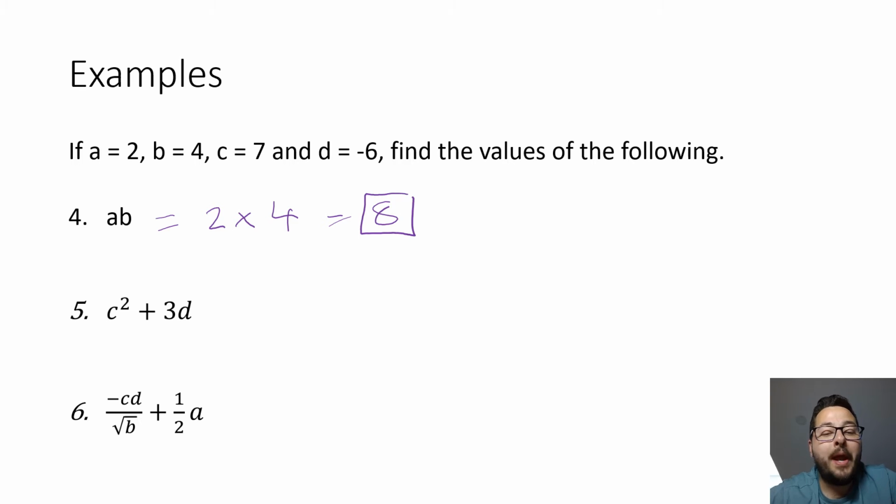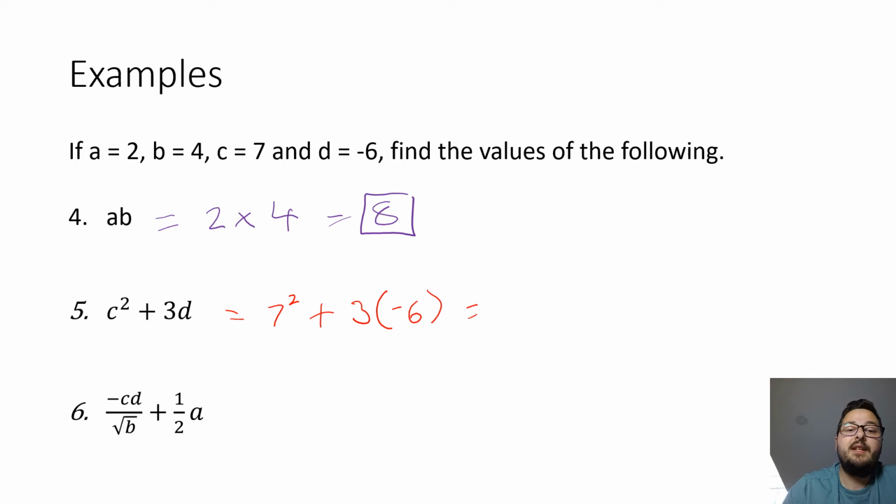Next one, c squared plus 3d. So this is going to be, well, c is 7, so this is 7 squared plus 3d. Well, d is minus 6. Now 7 squared is 49. And 3 times minus 6 is minus 18. And then 49 minus 18 is 31.